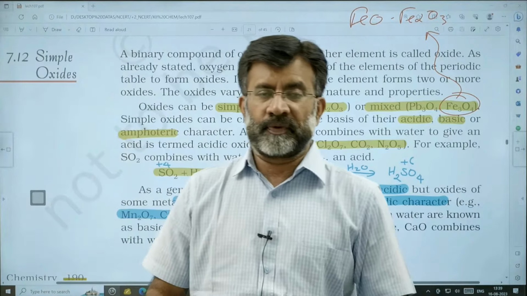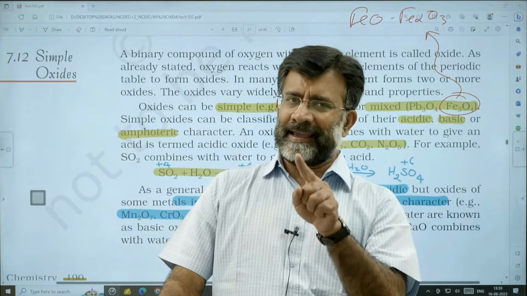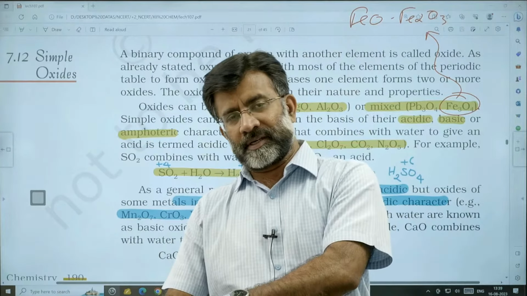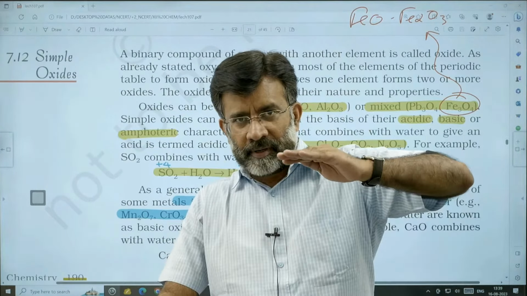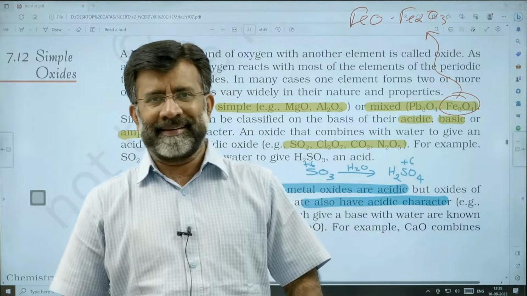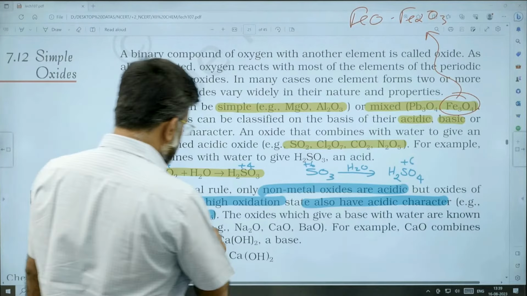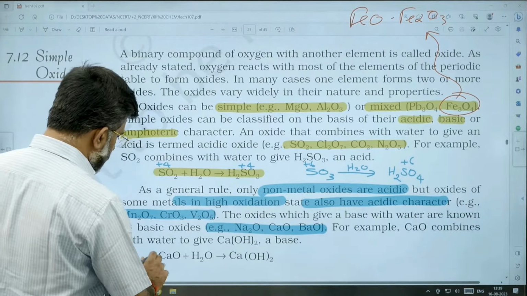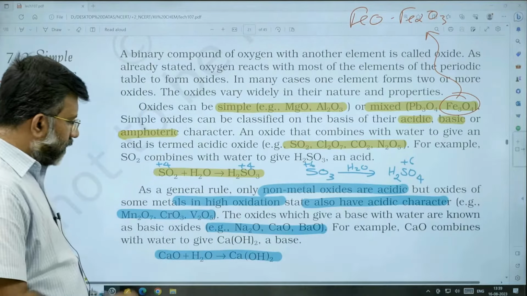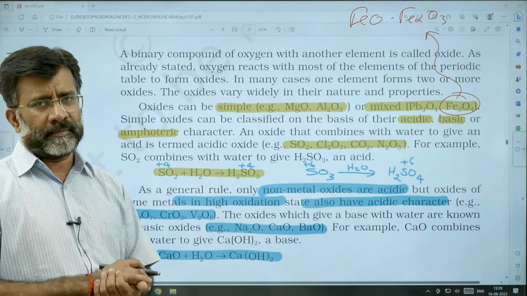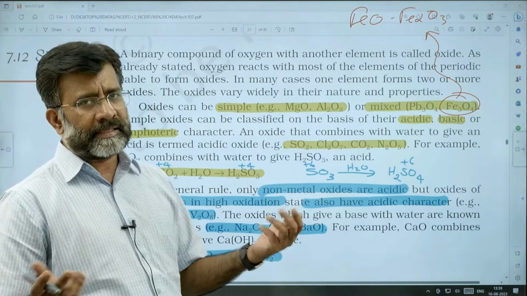Metal oxides with the higher oxidation state can turn acidic. Lower oxidation state will be basic, while in between they may show amphoteric character. These are basic oxides. Have a look at calcium oxide when treated with water. We get calcium hydroxide. That's why it is called a basic oxide.